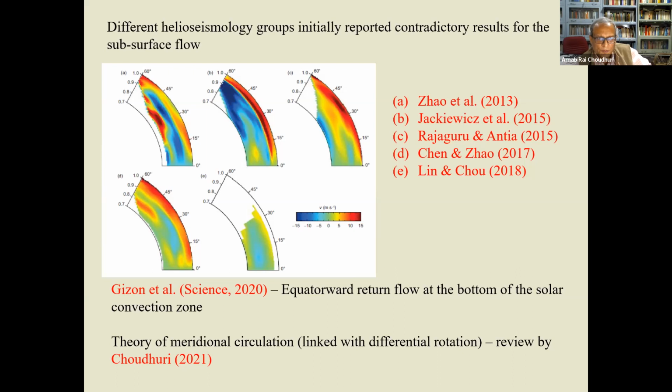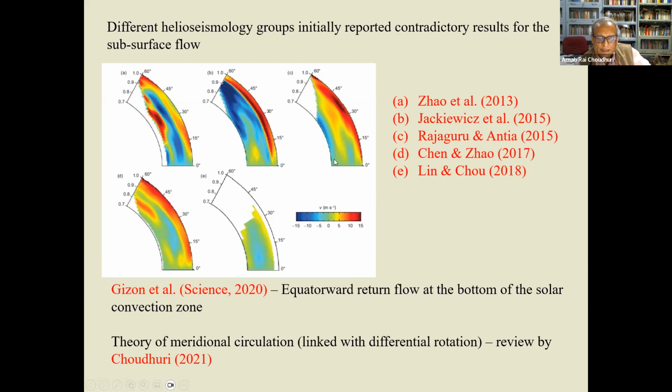So for several years, there was a discrepancy between the results of different helioseismology groups. So here I show some of these results. Red color corresponds to poleward flow, and blue color corresponds to equatorward flow. So you see that there are discrepancies among these different groups. But I would draw your attention to this plot C from Rajguru and Antia. So they found that the return flow takes place here.